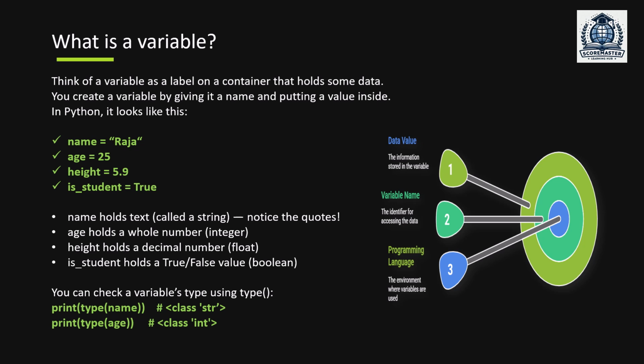Name holds text, called a string, notice the quotes. Age holds a whole number, an integer. Height holds a decimal number, a float. is_student holds a true/false value, a boolean. You can check a variable's type using type: print(type(name)) gives class str. print(type(age)) gives class int.